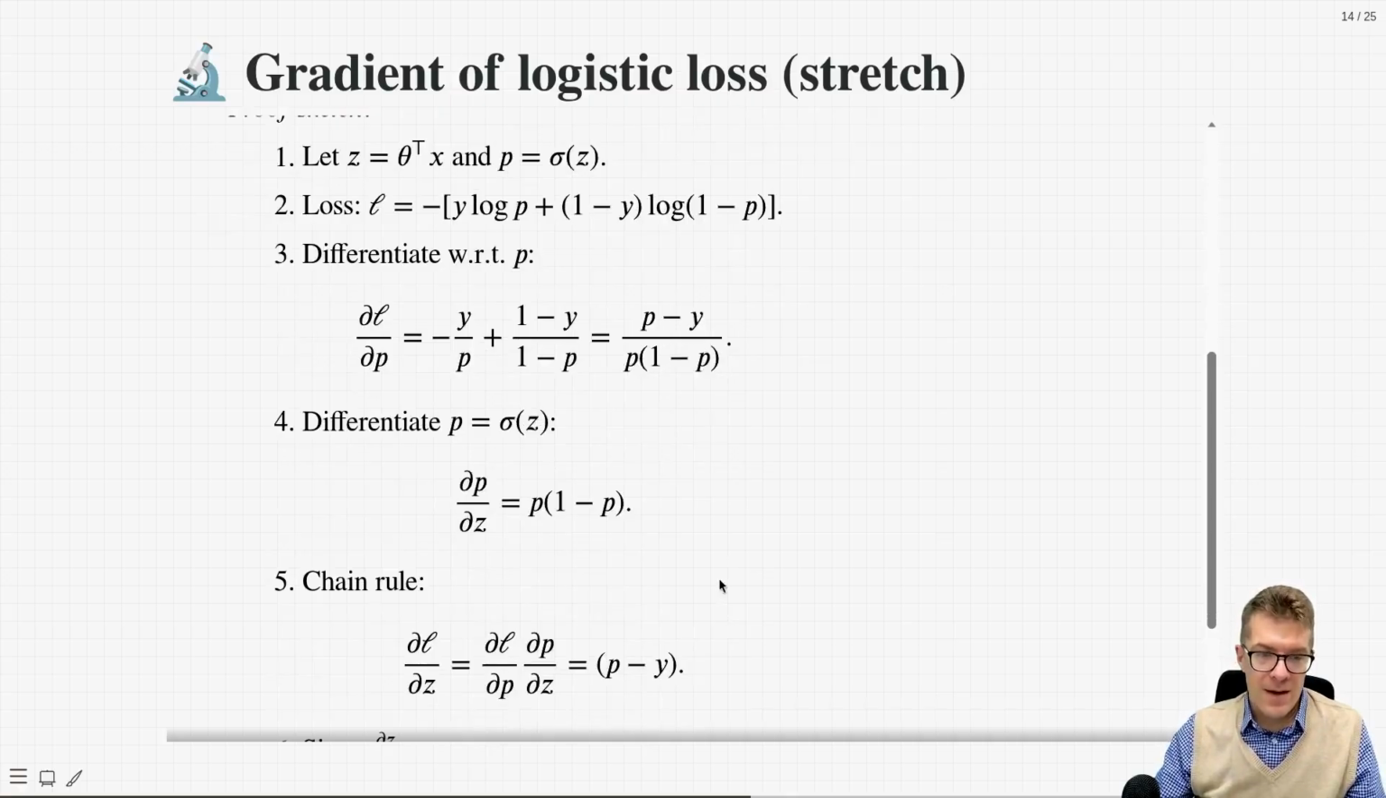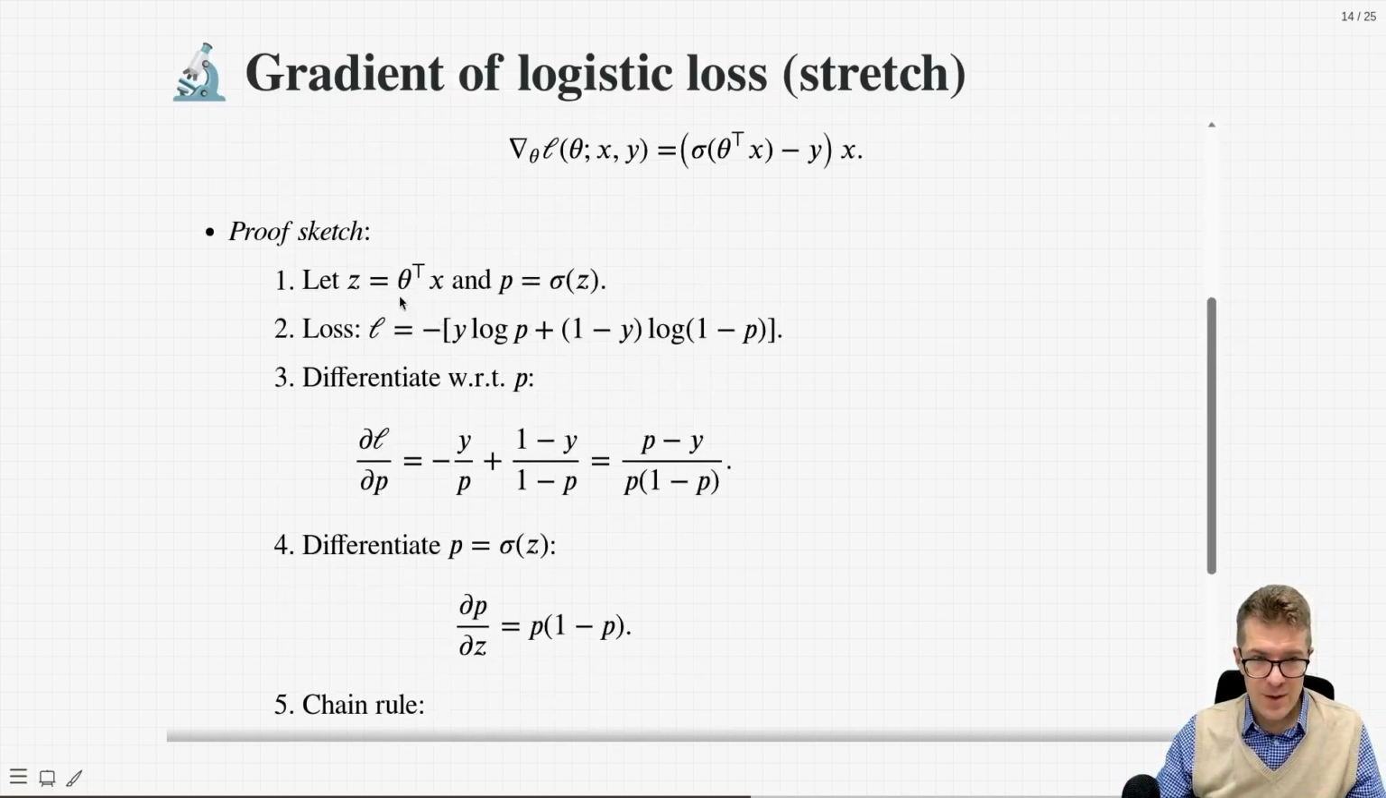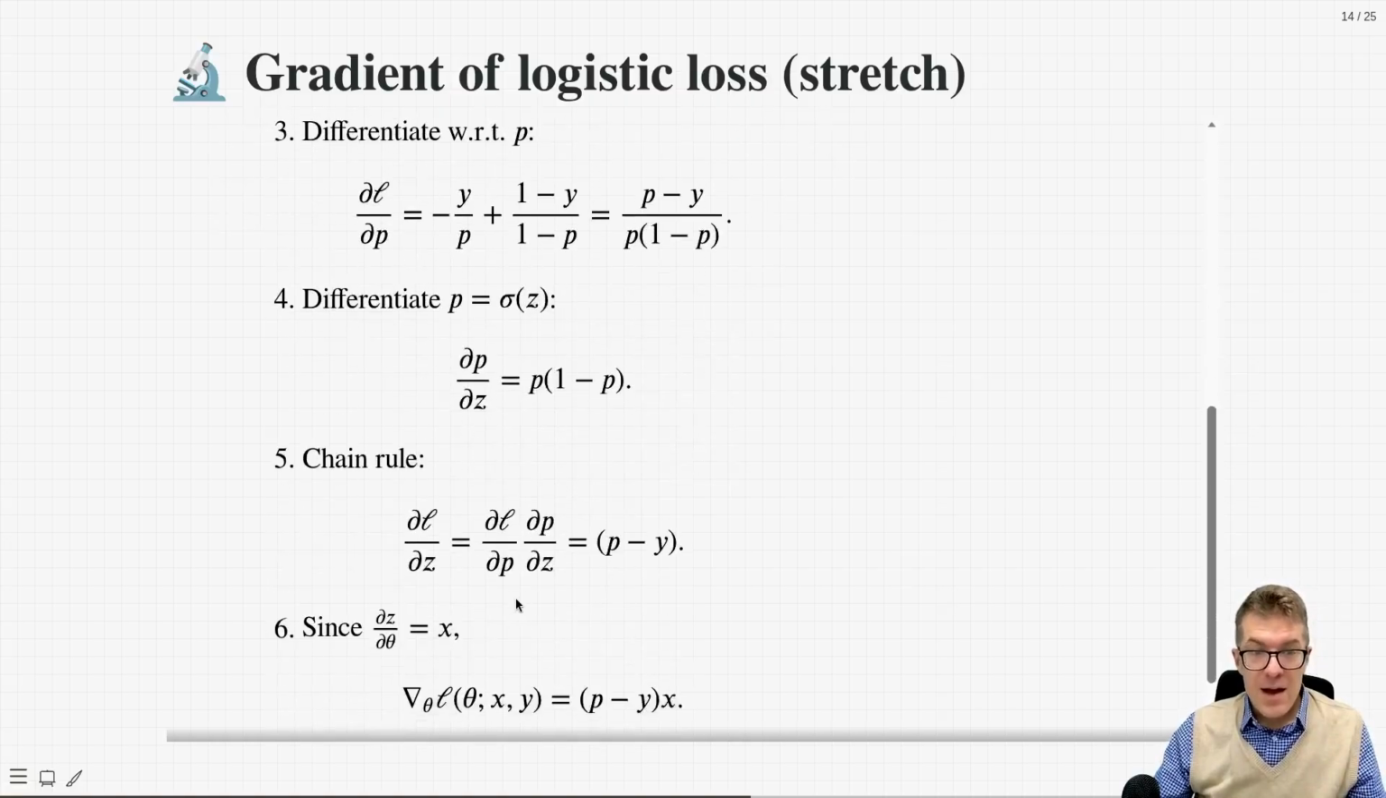Now, again, I want this loss function to be in terms of theta at some point, so I'm going to have to combine these functions together. If I wanted to get the differential of my loss function with regards to z now, which is, again, my theta times x, I can use the chain rule.